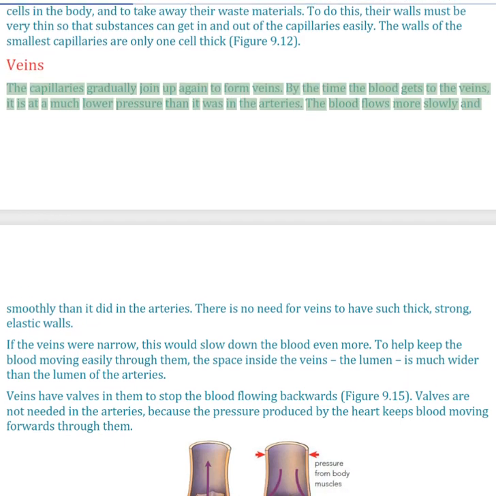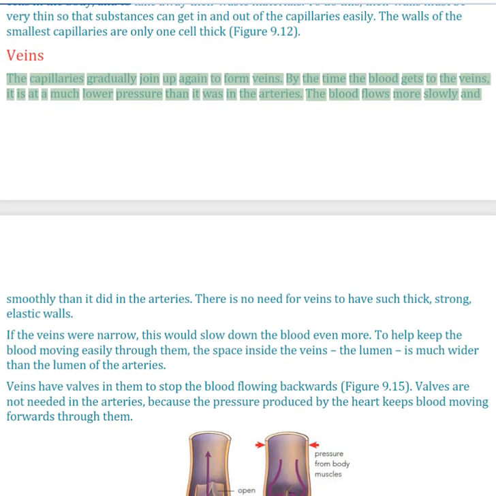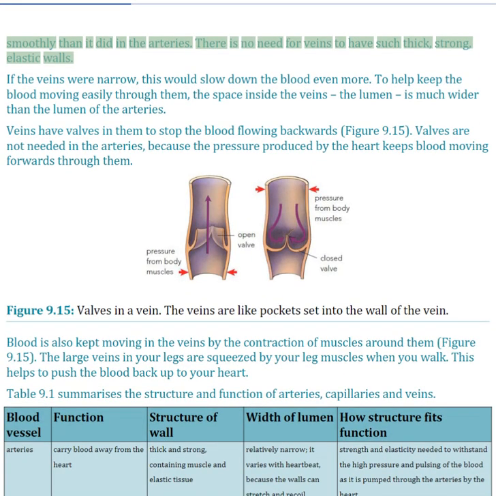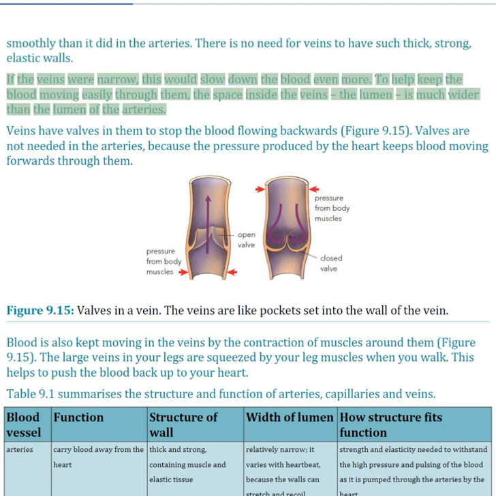Veins. The capillaries gradually join up again to form veins. By the time the blood gets to the veins, it is at a much lower pressure than it was in the arteries. The blood flows more slowly and smoothly than it did in the arteries. There is no need for veins to have such thick, strong, elastic walls. If the veins were narrow, this would slow down the blood even more. To help keep the blood moving easily through them, the space inside the veins, the lumen, is much wider than the lumen of the arteries.